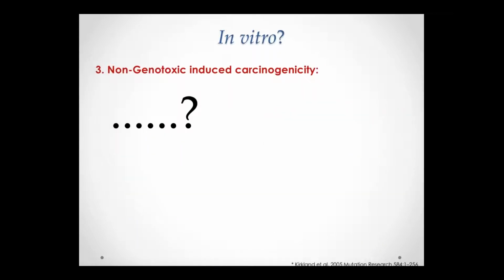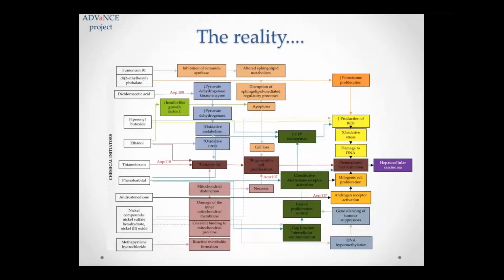In vitro, when it comes to non-genotoxic induced carcinogenicity, there is not much. So the question is, what do we do? And that's kind of the reality, let's say, of non-genotoxic carcinogenicity. Here, these are the non-genotoxic carcinogens, and this is information from literature. What are the processes through which these chemicals can induce hepatocellular carcinoma? It's quite diverse, so it's quite complex. And here we ask the question, what can we do?